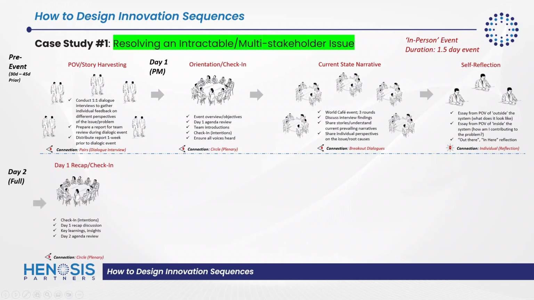On day 2, which represented a full day of activity, we began as we did with day 1 with a check-in. We had each person share their intentions for the day. We did a recap on the day 1 activities, including having some light discussion on the key learnings and the insights, and then we reviewed the agenda for the day. This represented a divergent movement, and the connection was circle.